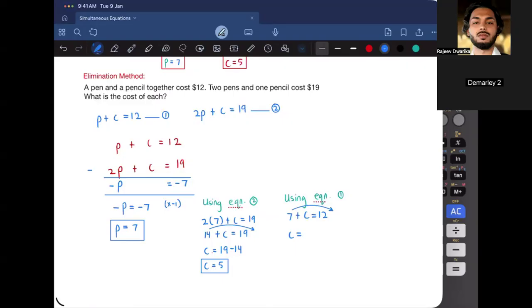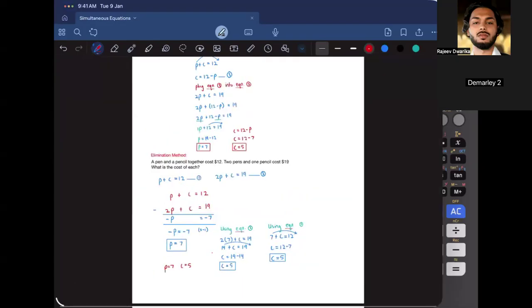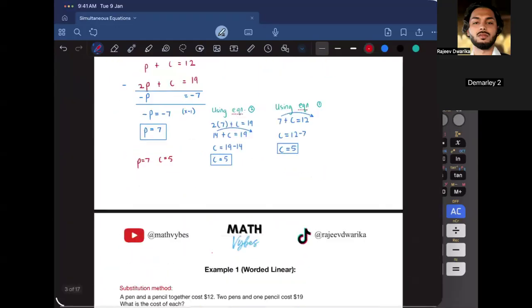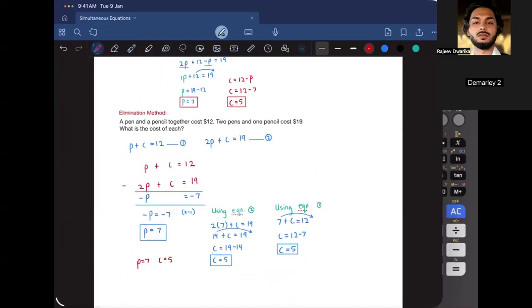No, take your time. Correct yourself. You said 7 minus 12. That's incorrect. What should it be? Oh, 12 minus 7. What is 12 minus 7? That is 5. You get the same answer. You could use any. And so we got P to be equal to 7 and C to be equal to 5. Is that what substitution is? Yeah. So no matter what you do, you get the correct answer.